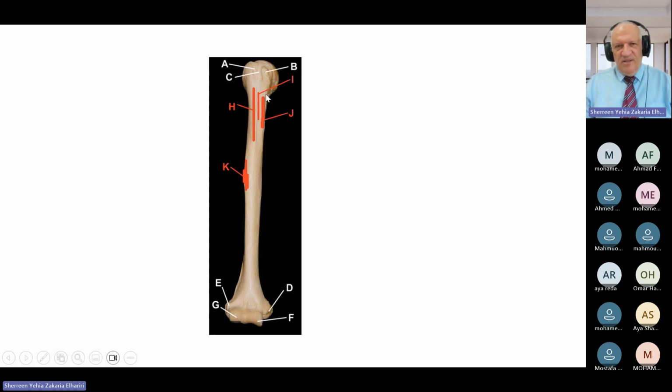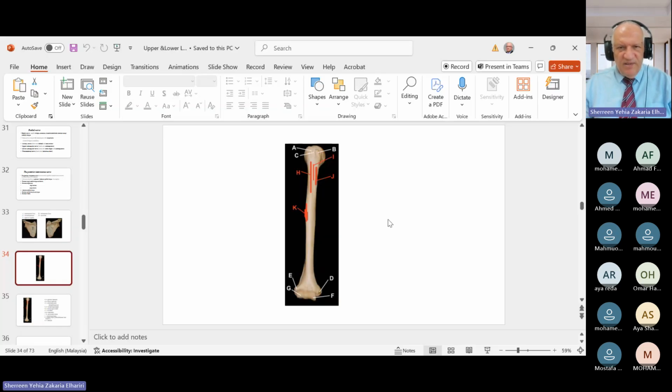Anyone just enumerate or give a chance for this red one? Anyone? Okay, so you can start.